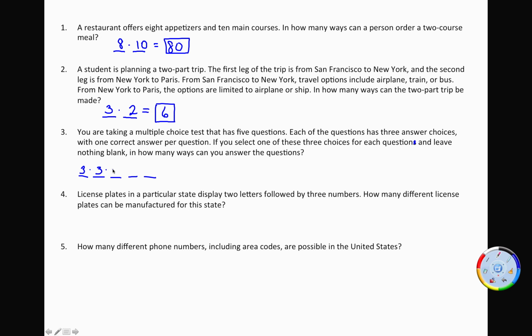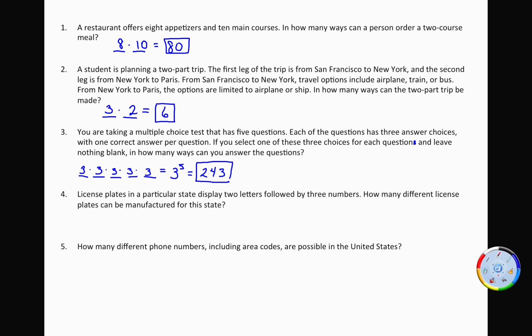The second is 3 choices. The third, 3 choices. The fourth, 3 choices. The fifth, 3 choices. So I can type this in my calculator. Notice a shortcut way to calculate it is 3 to the 5th, and 9 times 9 is 81 times 3, or there are 243 different ways that you could answer those questions.